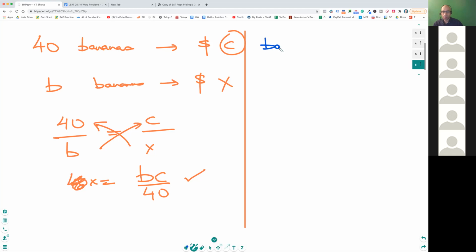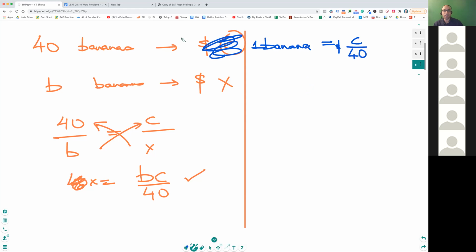I'm waiting for someone to tell me what would be the cost of one banana. That's the unit rate. So one banana is going to be equal to... be careful. Is it C over 40 or 40 over C? It's going to be C over 40. That's the cost of one banana. Because you've got C dollars for 40 bananas, C over 40 is going to give you the cost of one banana.